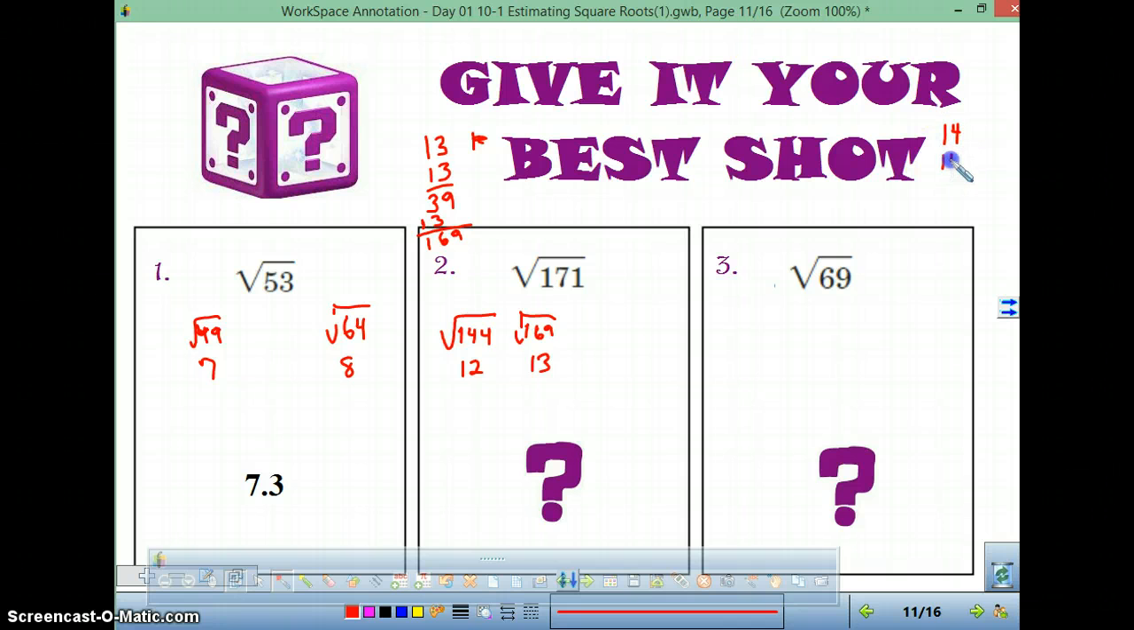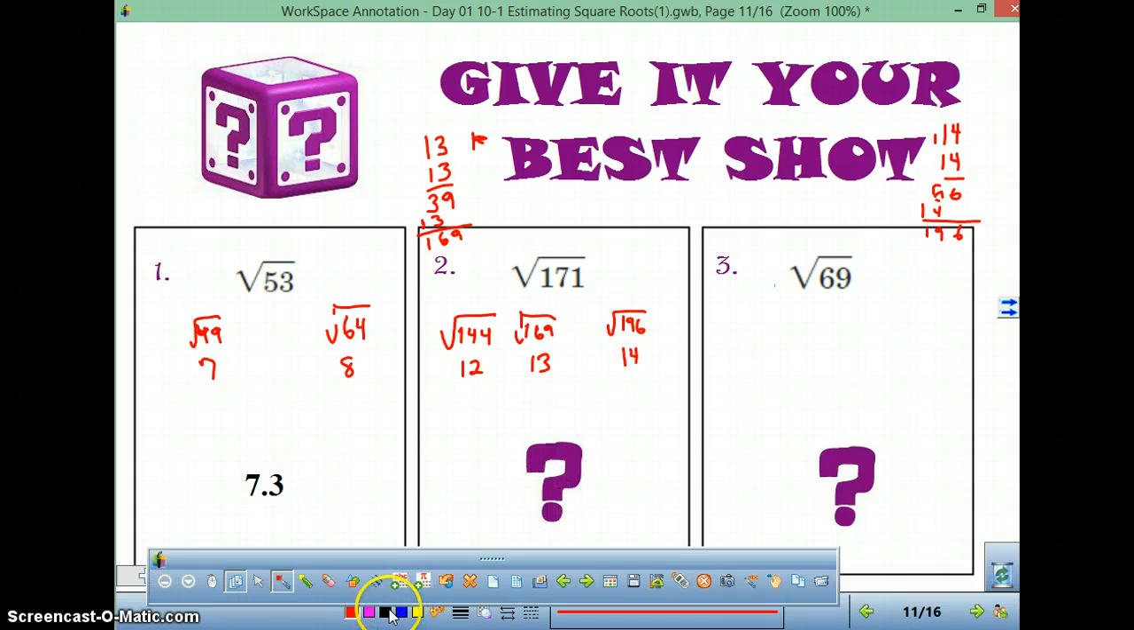14 times 14, 196. That's the square root of 14. So I know that this has to be somewhere between 13 and 14. I'm going to guess something low because this is kind of close here. I would say 13.1.